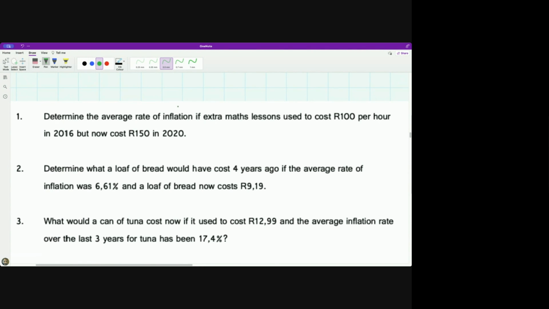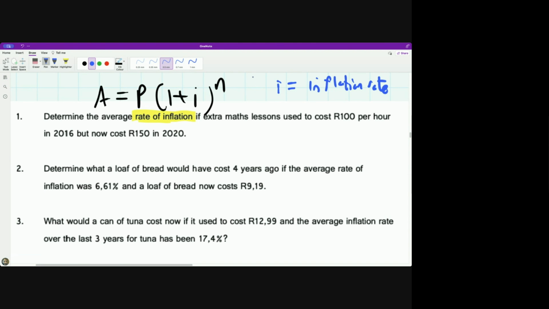Now, whenever you hear the word inflation in the real world, what that really is, is the average compound increase in prices over time. So I'll say it again. Inflation is just the average compound increase of price over time. So the formula that we're going to use to help us here is going to be this. But in this formula, the I is the inflation rate. So instead of thinking of it as the interest rate, we think of it as the inflation rate.